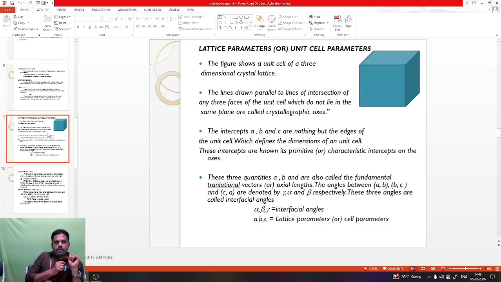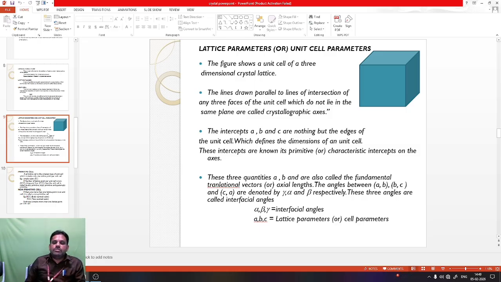Among these, the crystal has how much length in the x axis, how much length in the y axis, and how much length in the z axis. The point of intercept on the x axis, y axis, z axis is a, b and c. This is represented by small a, b, c. So this is called the lattice parameter or cell parameter or point of intercept.